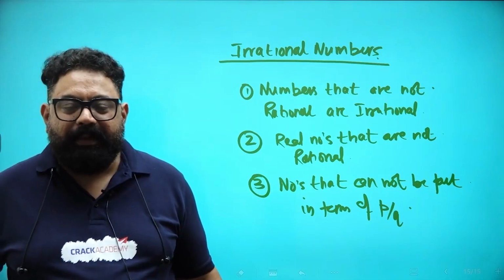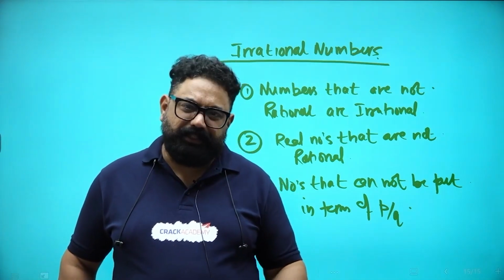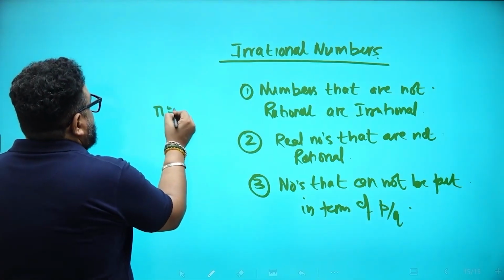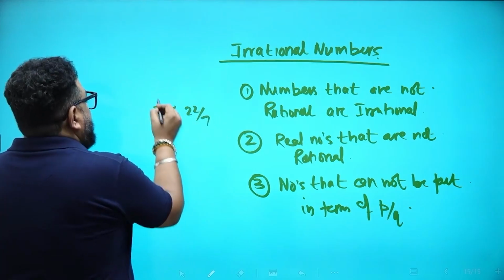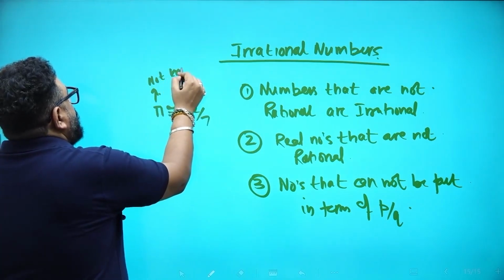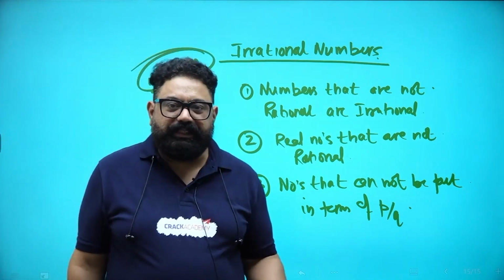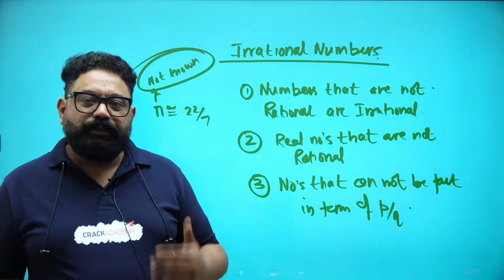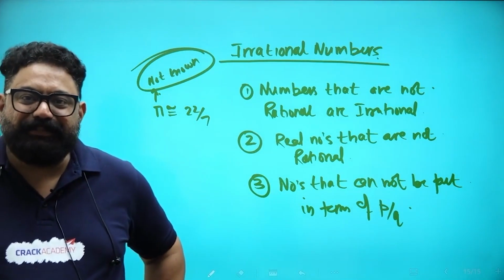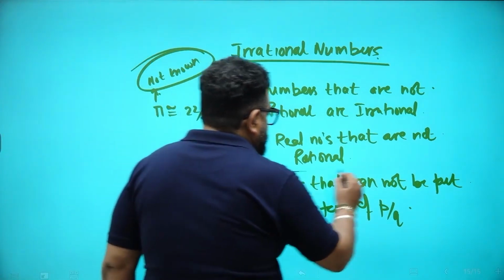Pi is 22/7, which is an approximate value. Anywhere you see pi, they would always write the approximate value 22/7. The exact value of pi is not known. So basically, I want to say that irrational numbers are numbers whose exact value is not known. I think that does make some sense, isn't it? And then, numbers that cannot be put in terms of P upon Q.